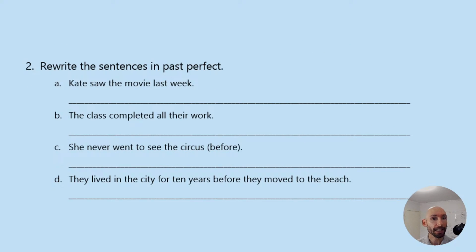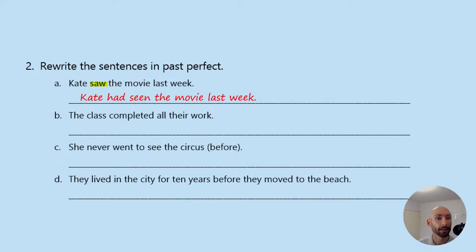Okay, let's move on to the second section. We have to rewrite the sentences in past perfect. Kate saw the movie last week. Saw the movie. Here we're in past simple. For past perfect, we need the auxiliary verb had and then the past participle, which in this case is seen. Kate had seen the movie last week.